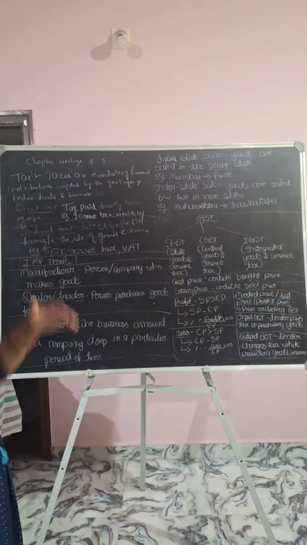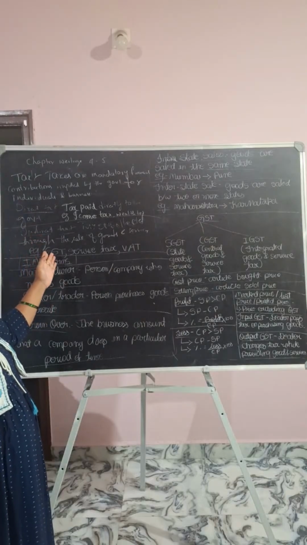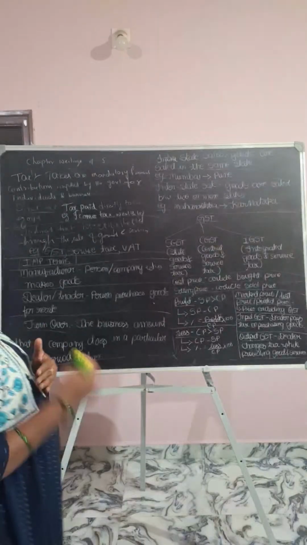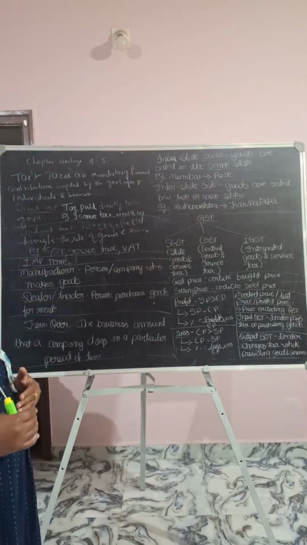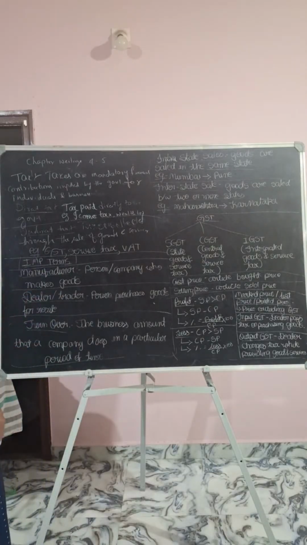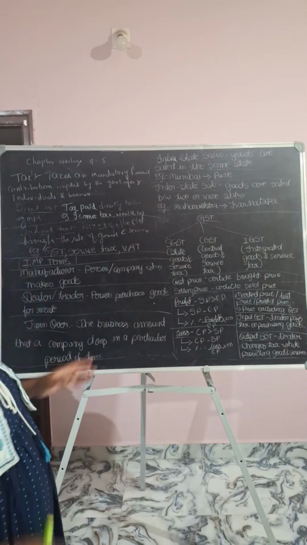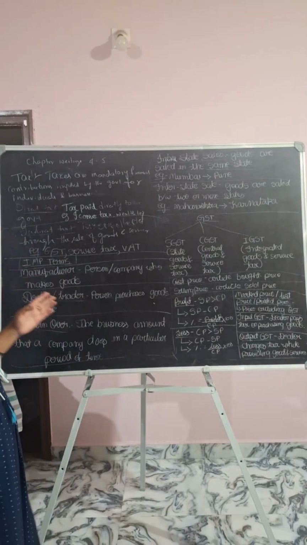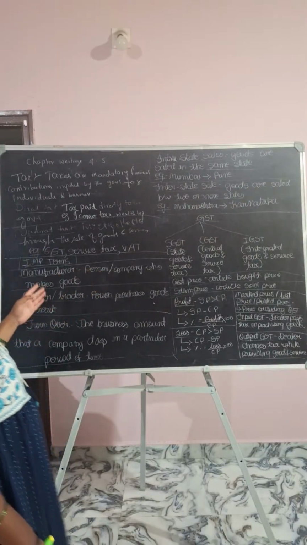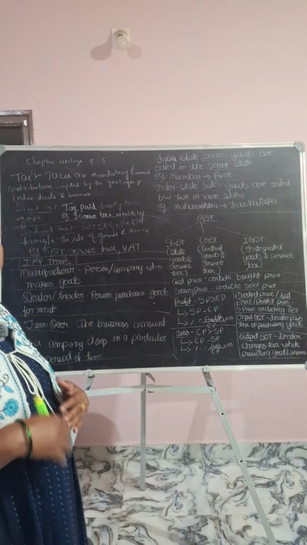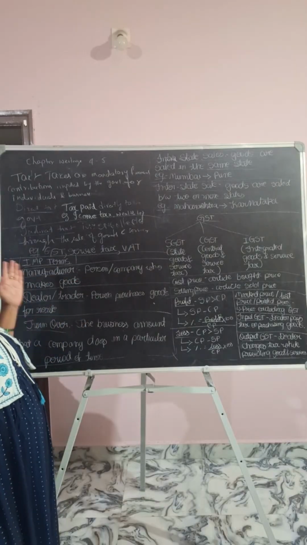So this chapter is about indirect tax. That is, we are paying the tax indirectly to the government. That is GST. So let us learn some important terms before dealing with the GST and types of GST. Manufacturer. Who is the manufacturer? A person or a company who makes goods for selling purpose. So the person is called a manufacturer.